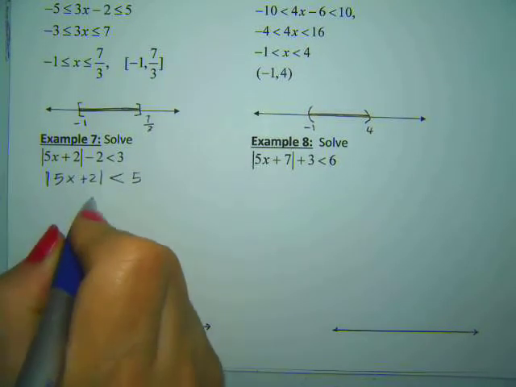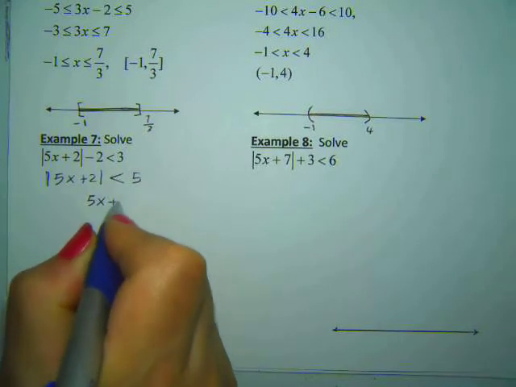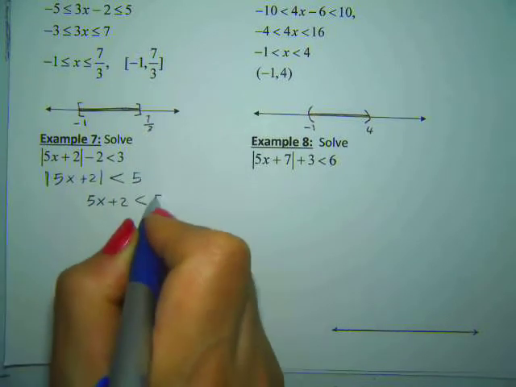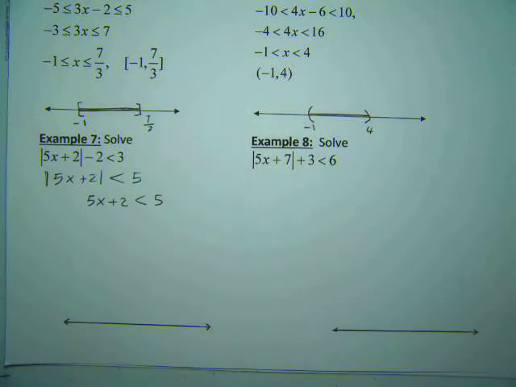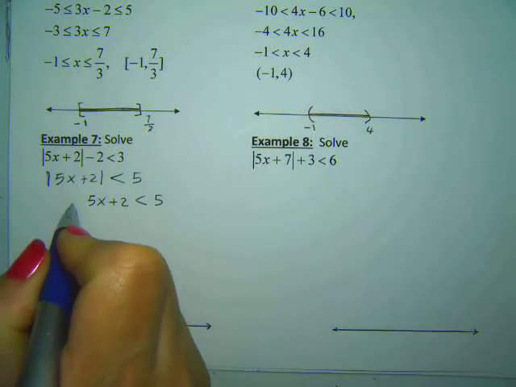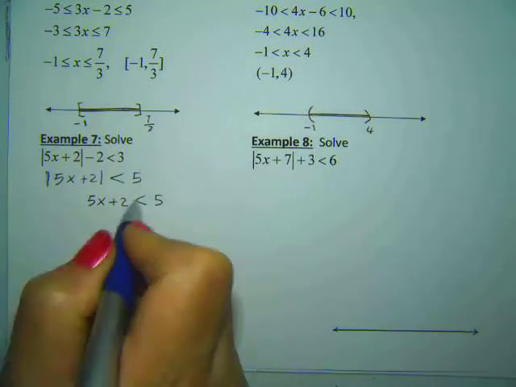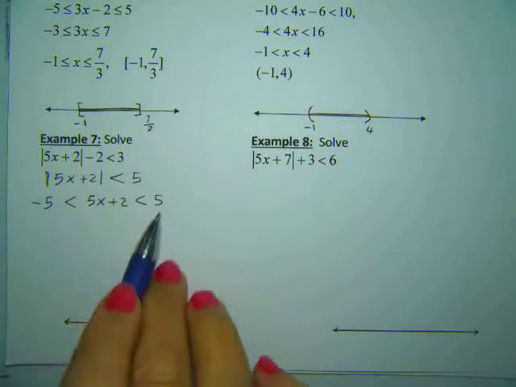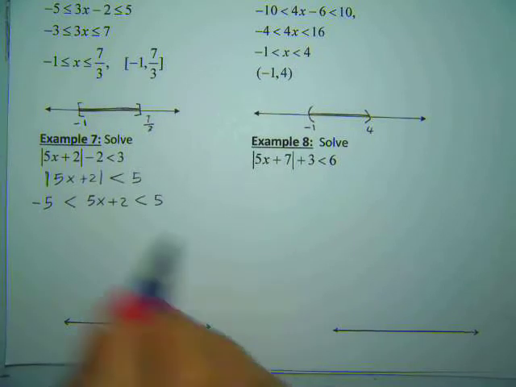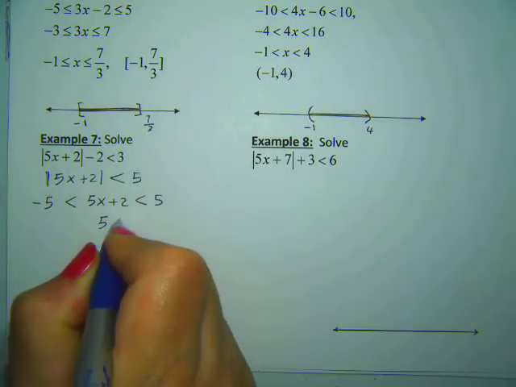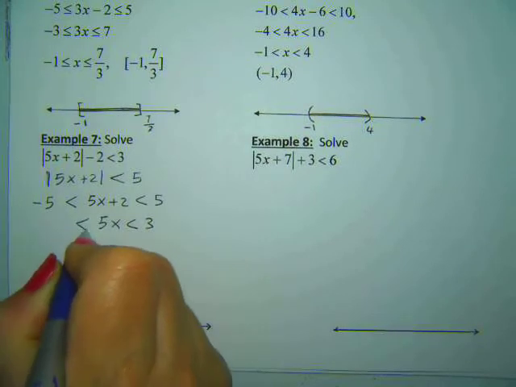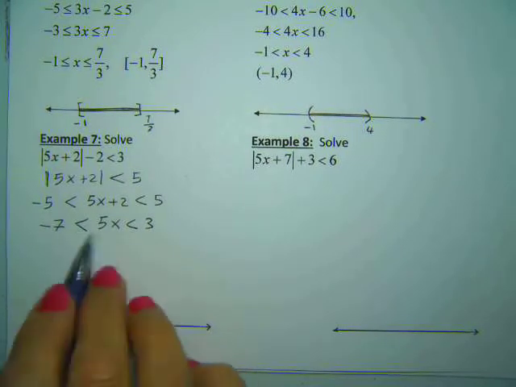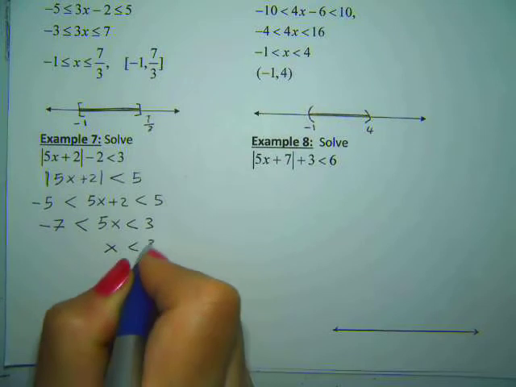Now how are we going to rewrite it? Again, look at this as is, without the absolute value sign, and we're going to do the following. We're going to switch the sign from less than to greater than, and from 5 to negative 5. Now I have a three-way inequality. We're going to solve it by subtracting 2 from all sides, and now dividing by 5 on all sides.